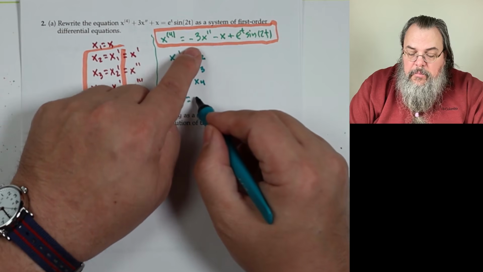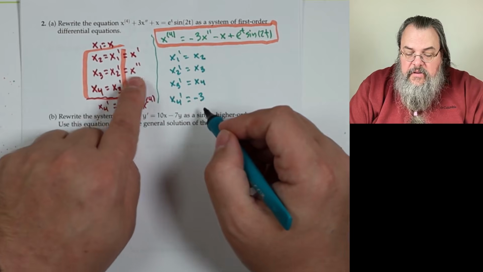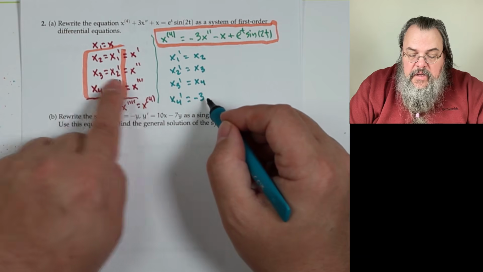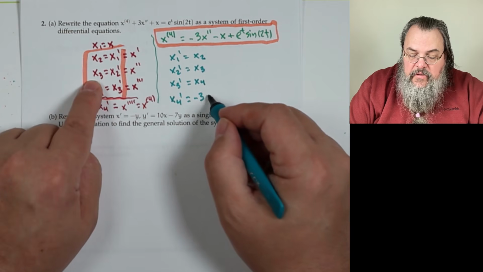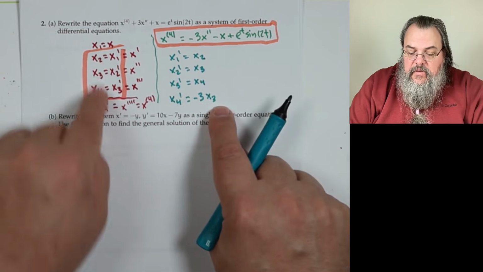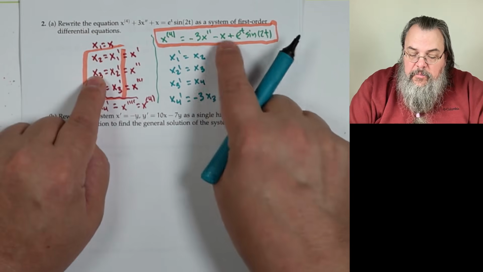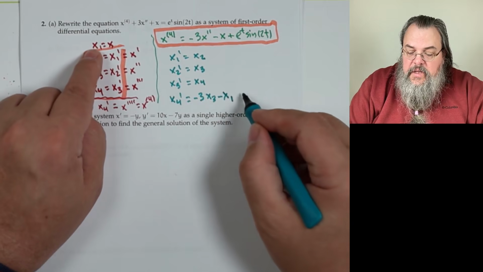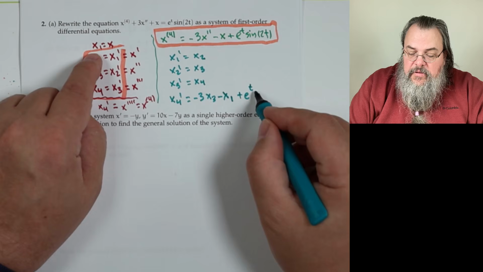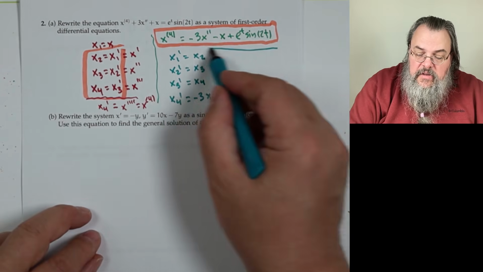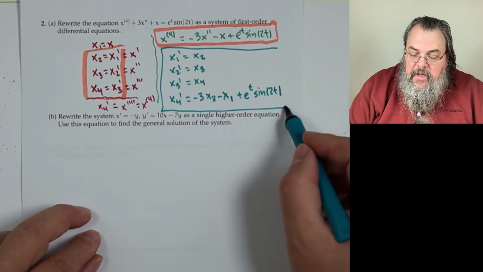That is minus 3. What is x double prime? x double prime is x3, right? So x3. We don't want any derivatives here. We just want these pieces, x1 through x3. Minus x. What is x? That's x1. This e to the t sine 2t remains e to the t sine 2t. So that is the answer to part A.